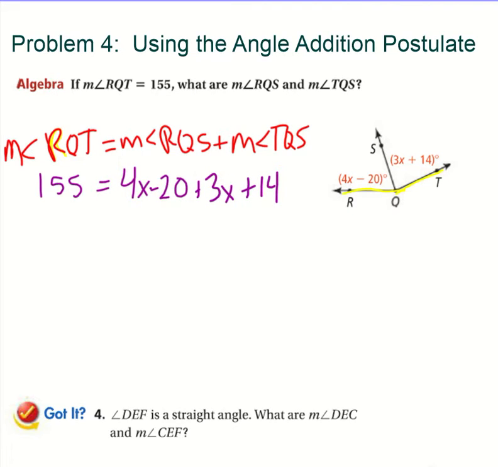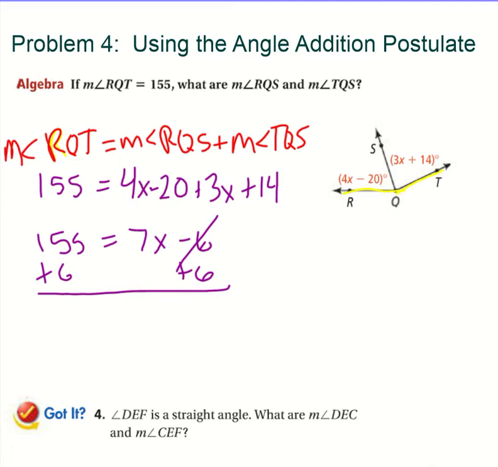Now if we take the time to combine all our like terms, 4x plus 3x gives me 7x. Negative 20 plus 14 is negative 6. This equals 155. Add 6 to both sides, you get 161 equals 7x. Now we divide both sides by 7 and we get x equals 23.